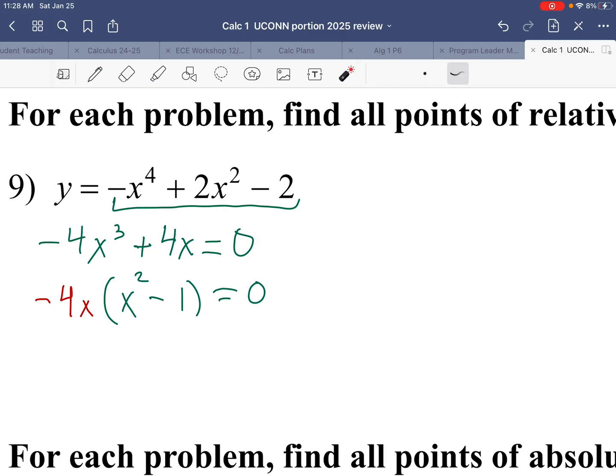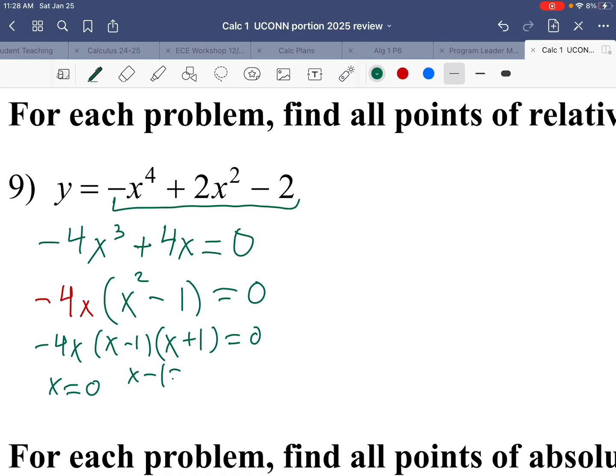So I'm trying to figure out when this will be equal to 0. Again, for what we're going to be using the derivative for, I think it's easier to see it like negative 4x times x minus 1 times x plus 1, and I'm setting this equal to 0. So I need to figure out when each of these factors is going to be equal to 0. When negative 4x is equal to 0, x equals 0. When x minus 1 equals 0, x equals 1. Sorry about the barking. And x plus 1 equals 0, I subtract 1 on both sides to get x equals negative 1.